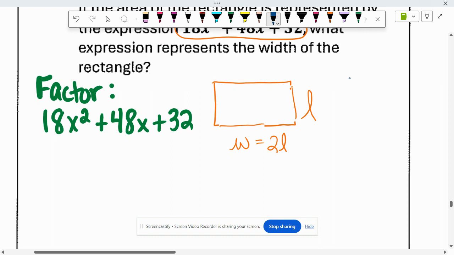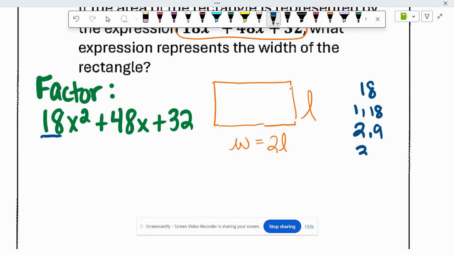So remember I said if you're looking for a GCF, let's always start with the smallest term. I'm going to just list the factors of 18 really fast. Let's see. 1 and 18, 2 and 9, and 3 and 6. Is this and this both divisible by 9? Are either one of 48 or 32 divisible by 9? Nope. So it's not going to be that.